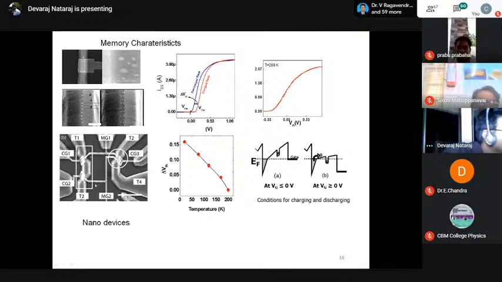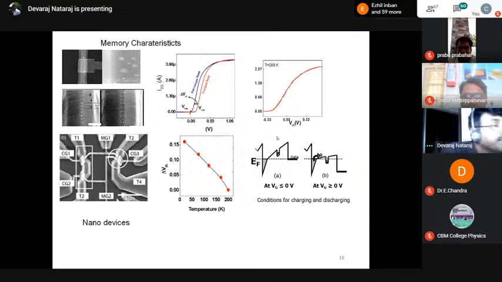So my point is that if you use the epitaxial way of fabricating the materials, you can have single electron device applications, like single electron memory devices, single electron transistors, and so on. This is what I wanted to tell.